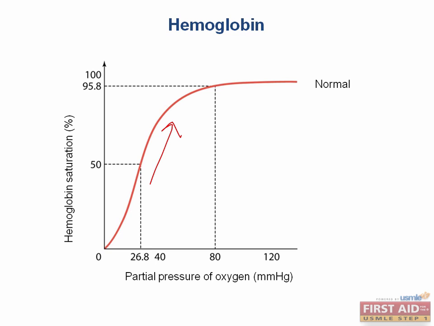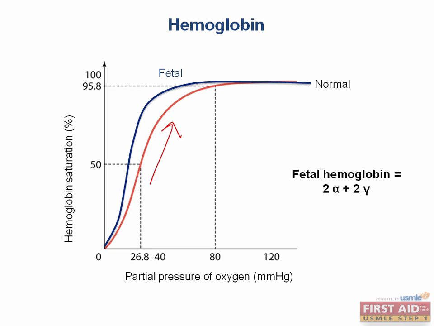Now fetal hemoglobin is comprised of what? Correct, 2 alpha and 2 gamma subunits rather than 2 beta subunits. Fetal hemoglobin has a higher affinity for oxygen than adult hemoglobin. Here you can see the difference in oxygen saturation curves with the fetal hemoglobin curve being left shifted.